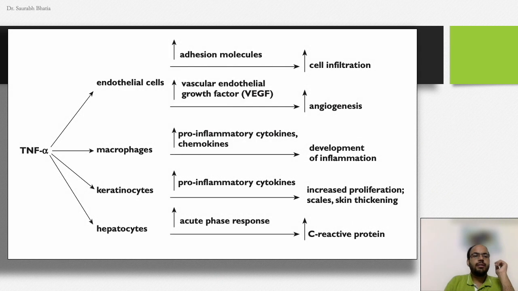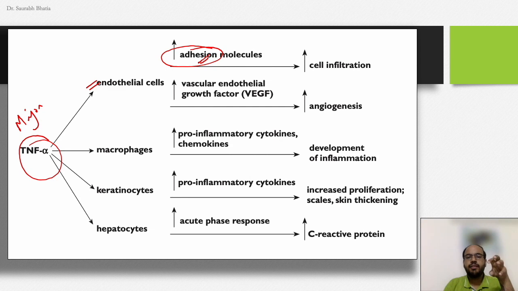Now, just to revise, TNF alpha is a major upstream molecule in the pathomechanism of psoriasis. It has a lot of functions, majorly over endothelial cells, where it increases the adhesion molecules. Because of this adhesion, circulating inflammatory cells attach themselves to the endothelium and migrate from the endothelium to the skin. So if the adhesion molecules are increased, the migration will also increase, thereby infiltration increases. We are talking just about the functions of TNF alpha.